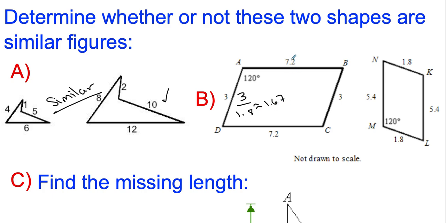So I'm going to see if I do 7.2 divided by 5.4, if I get the same thing. Which it looks like we get about 1.3. So 7.2 divided by 5.4 is about 1.3 repeating. So these are not the same thing. So that means these are not similar, because we have to have the same scale factor, so we have to have the same proportion. This proportion is not equal to that proportion, so they are not similar.